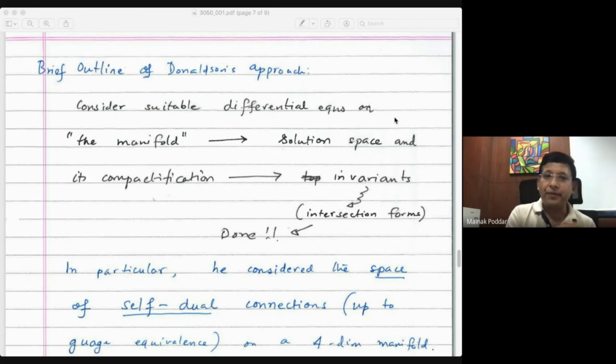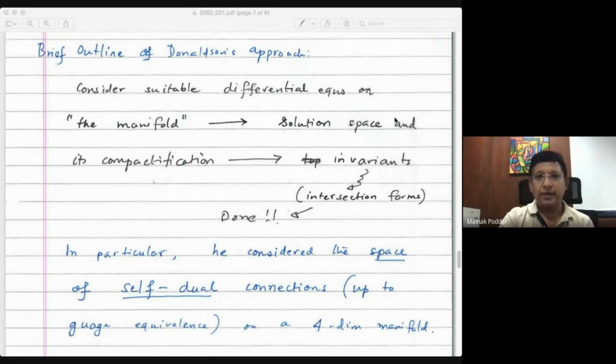And then maybe if you choose your equation in a nice way, you'll get a good solution space. And then you can study the solution space and see if it has a manifold structure or something close to it, and whether it's compact, or whether you can find its compactification.